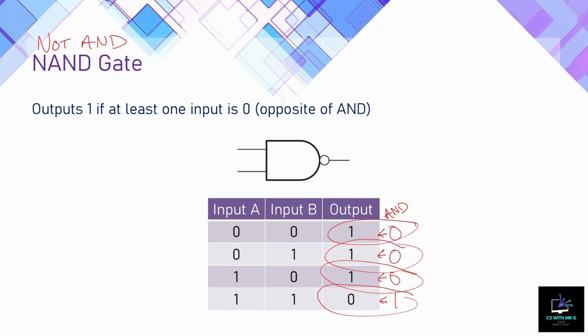Or if you remember the rule that it outputs 1 if at least one input is 0, then again, you'll come to this output if you can remember it that way. But I like to just simply figure out what an AND gate does and then swap everything around, because a NAND gate is the opposite of an AND gate.